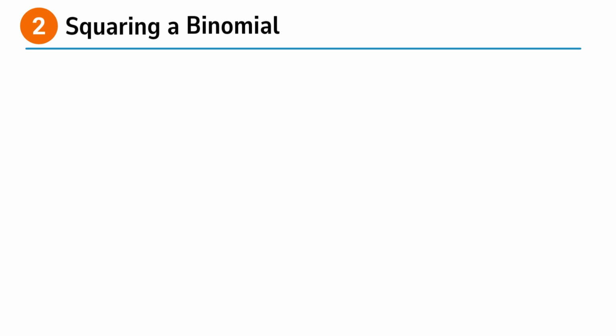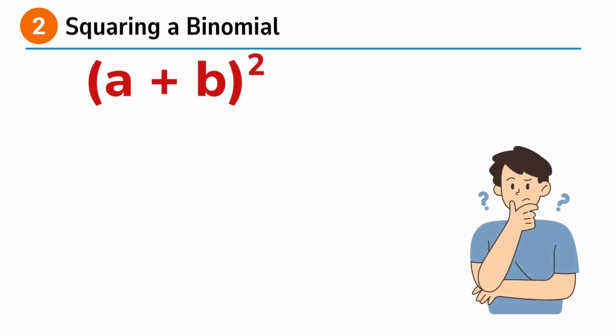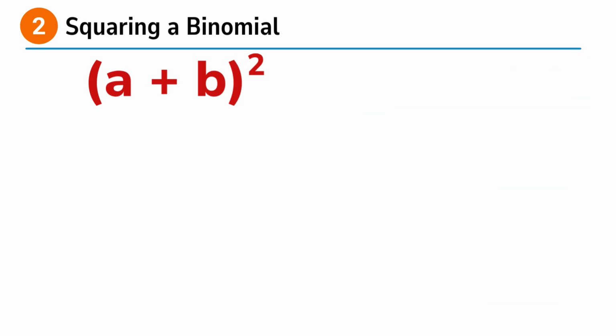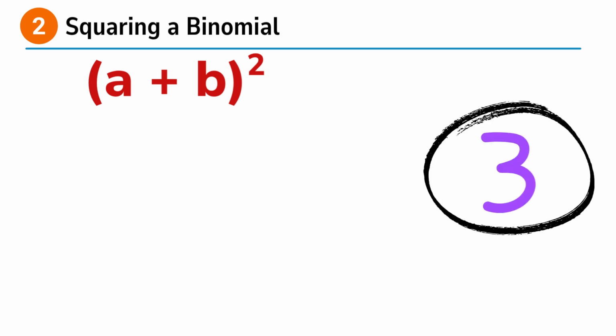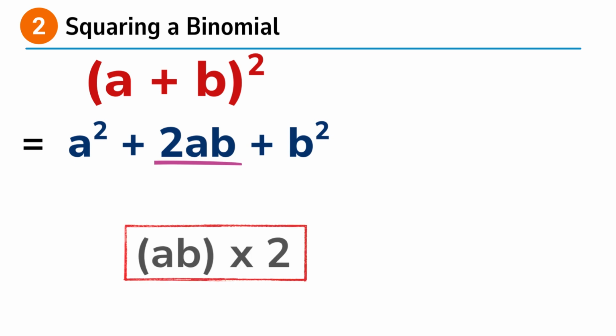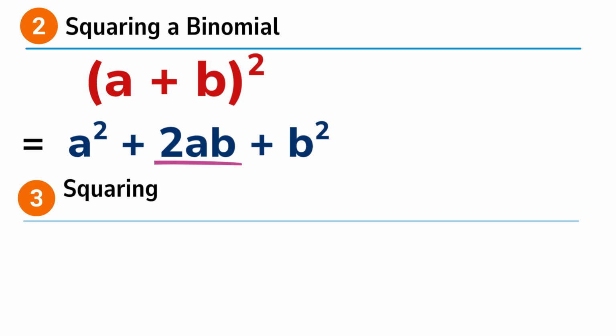2. Squaring a binomial. Next we will see this. A plus b whole squared. Many people think it's just a squared plus b squared, but that's wrong. Whenever you square a binomial, you get 3 terms. That is, a squared plus 2ab plus b squared. That middle 2ab comes from multiplying a by b twice. So remember, a plus b whole squared is called a perfect square trinomial. Don't forget about the middle term. It's crucial.